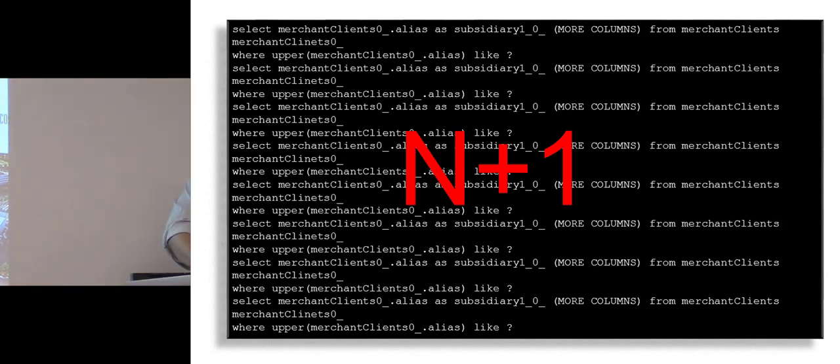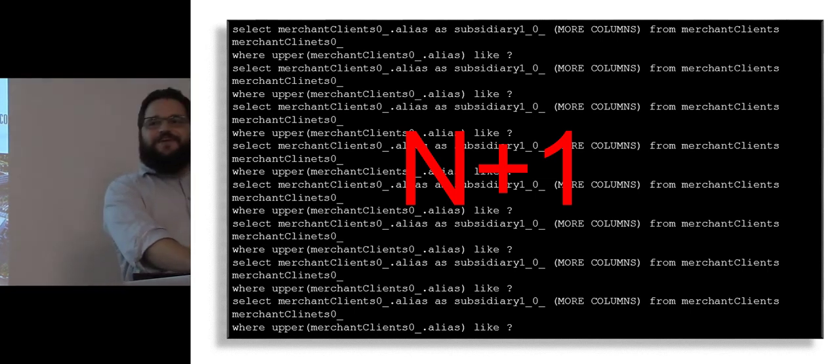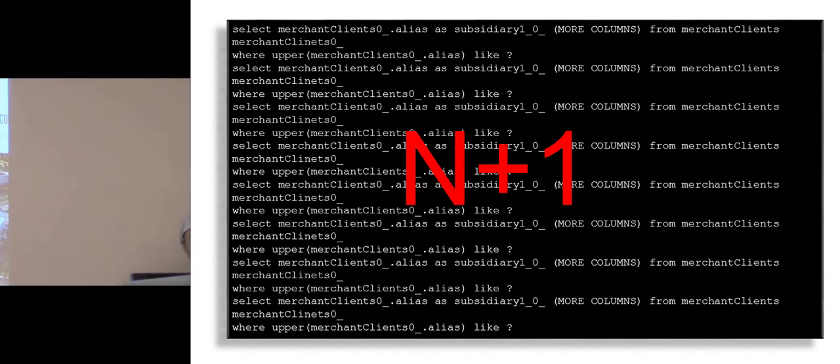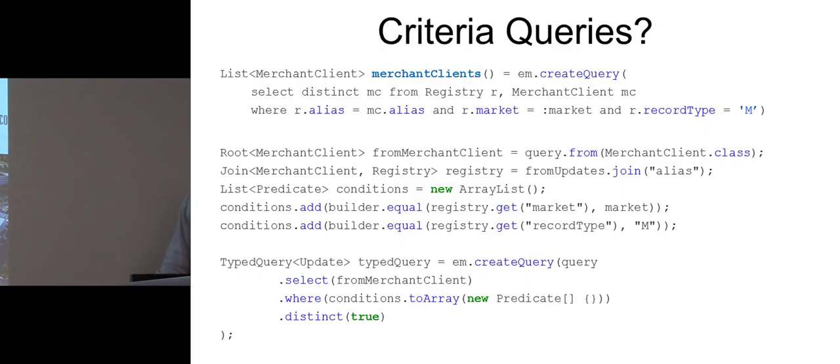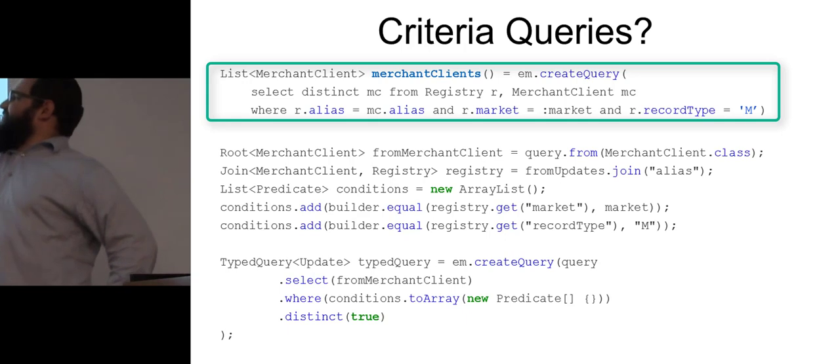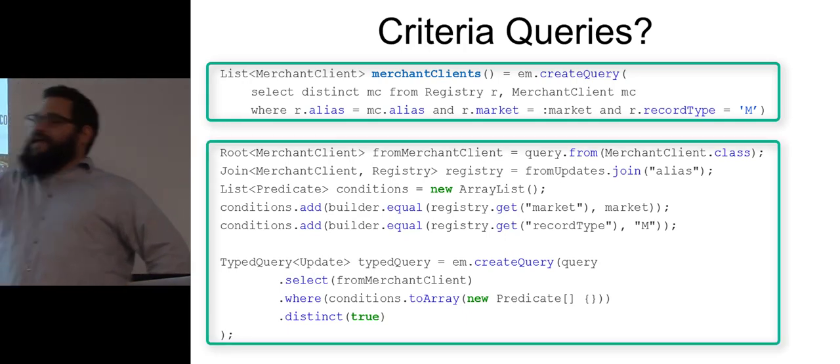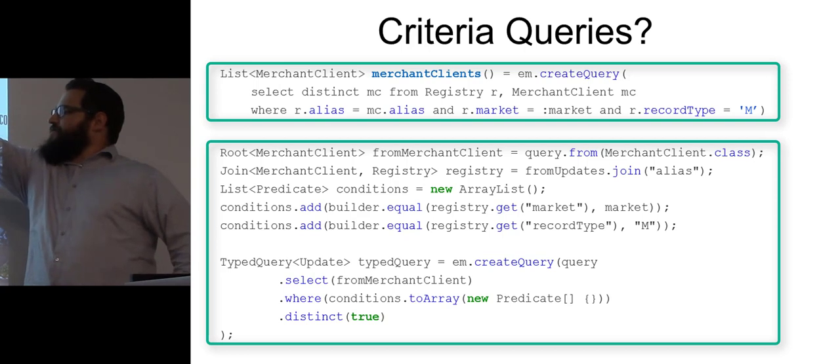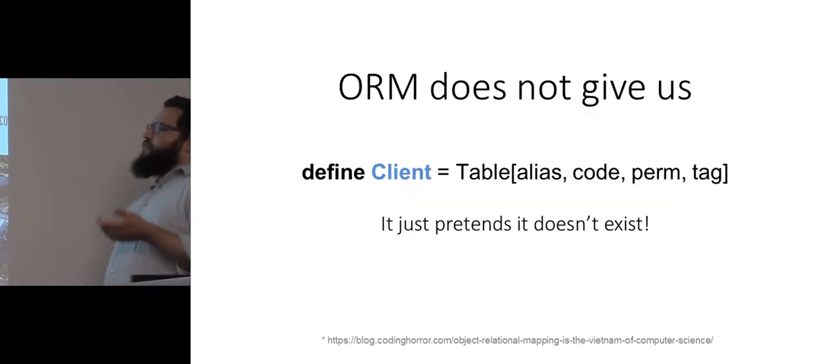And, you know, we tried! We made all of these HQL queries, we tried getting everything that we need to get, only it didn't happen, right? This problem has not been solved! What about criteria queries, right? Everybody loves criteria queries. Can anybody understand this? I can't. Right, what the hell is this doing? The problem is that ORM does not give us this kind of API. It does not give us this kind of paradigm. It just pretends that this kind of paradigm mostly doesn't exist.